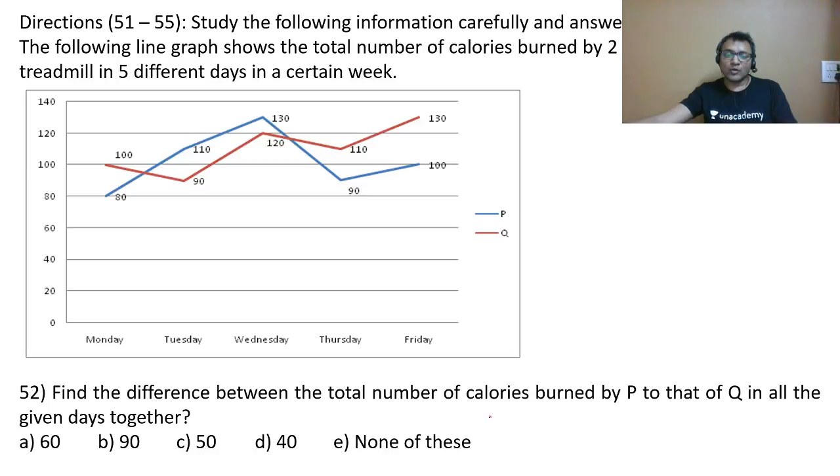Find the difference between the total number of calories burned by P to that of Q in all the given days together. So if you look at P, minus 20 out here, plus 20 out here cancels off, plus 10, minus 20 and minus 30. So you can make out the difference will be 40. For Q, minus 20 plus 20 gets cancelled off. From this the difference will be 40. So the answer will be the D option.